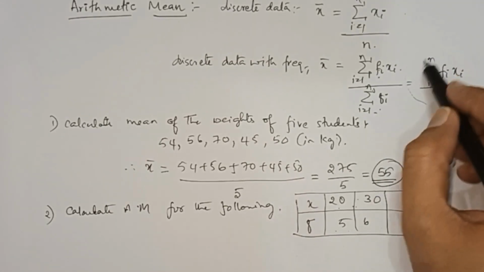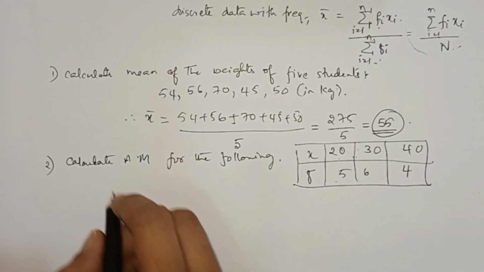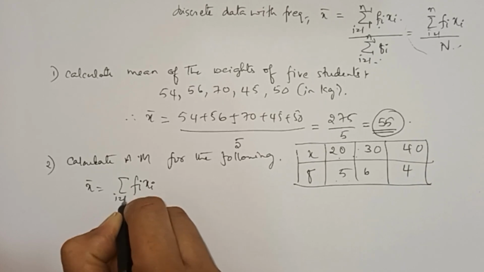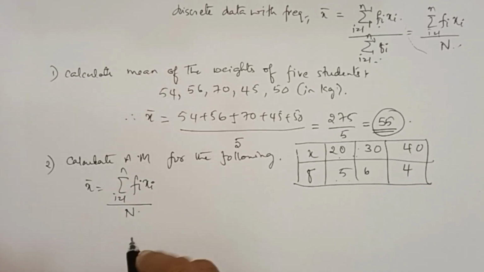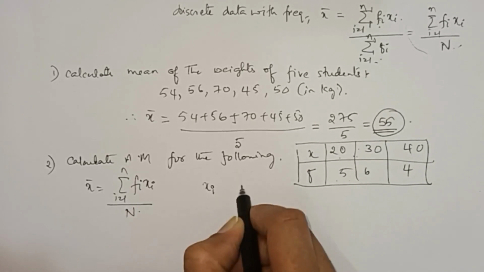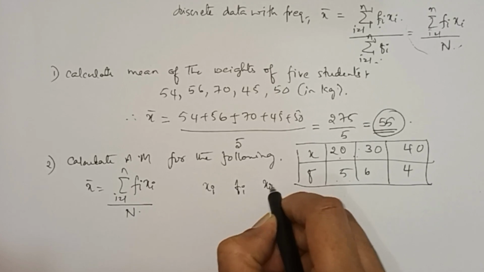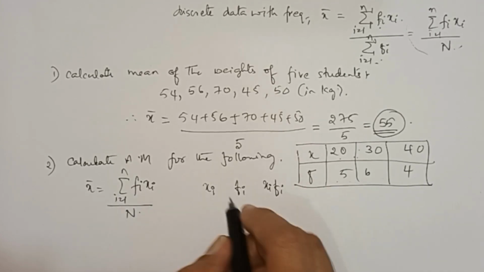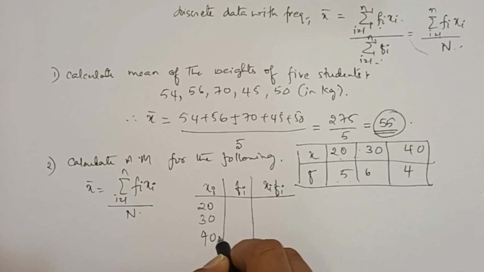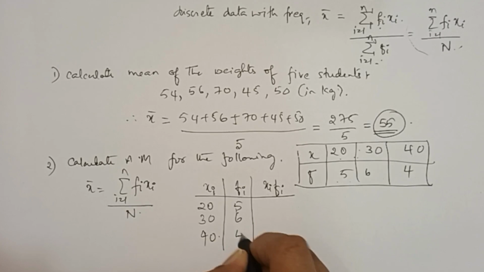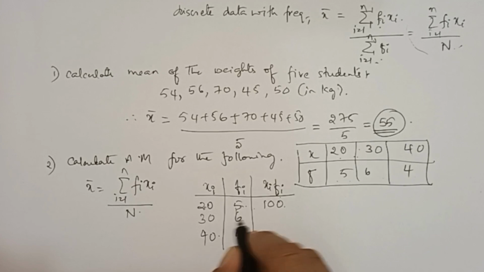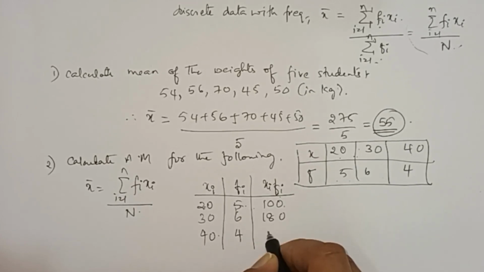Therefore, I have to make use of this formula to calculate the arithmetic mean. So x bar equal to summation of fi xi, i equal to 1 to n, divided by the sum of frequencies. First you have to write a table where it contains the data value xi, then the frequency fi, then another column xi fi. So here xi is 20, 30, 40, then fi given 5, 6, 4. So take the product of these two. 20 into 5 is 100, 30 into 6 is 180, then 40 into 4 is 160.